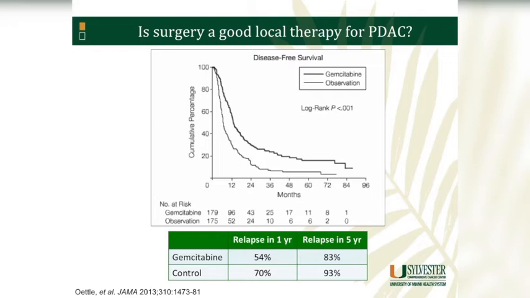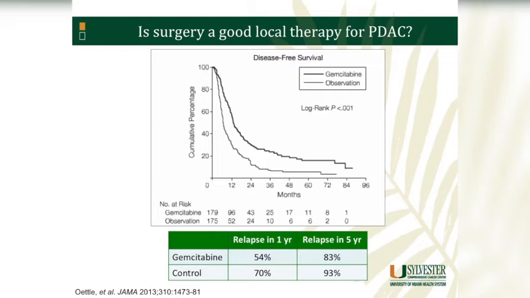So we see a control group of patients here after Whipple resection or pancreatectomy for pancreas cancer. After 1 year, 70% of patients in the control group who receive no further therapy have recurrences. This is disease-free survival here. And after 5 years, 93% of them have recurrences. So what is that telling you? That you can cure 7% of patients with surgery if you don't do anything else apart from surgery. So surgery by itself can cure some patients, but surgery by itself is not enough.